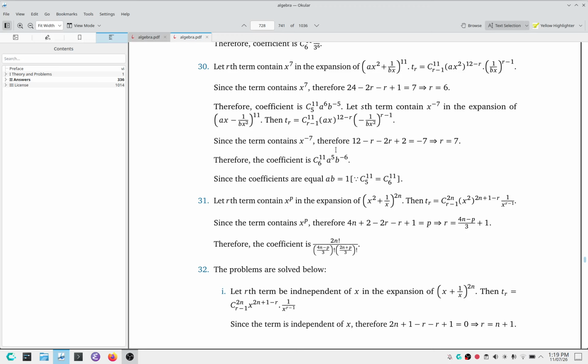Now the quotients have to be equal. We see that 11C5 is equal to 11C6. This side we have A, this side we have B, that is AB is equal to 1. So that is the required condition for the quotients to be equal. And with this, we come to the end of this set of problems.